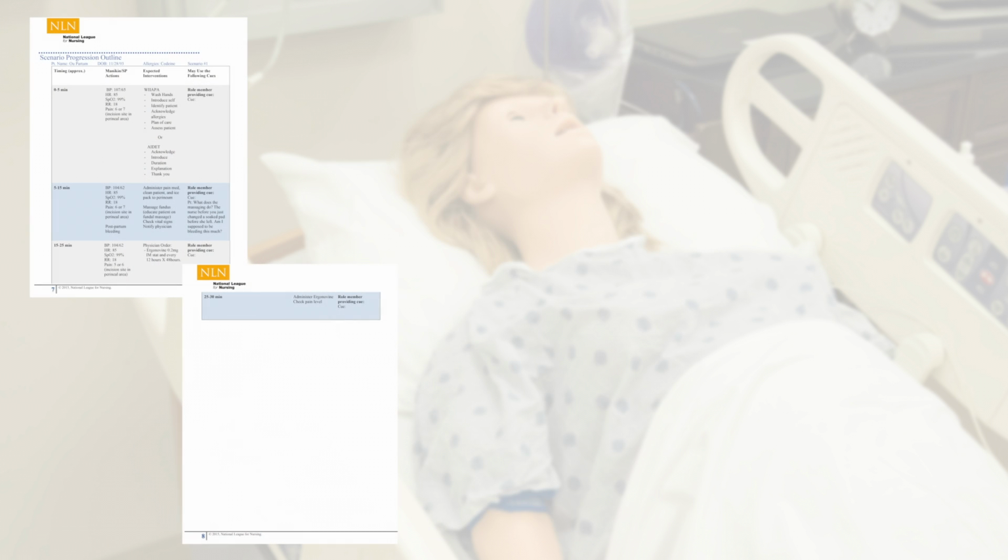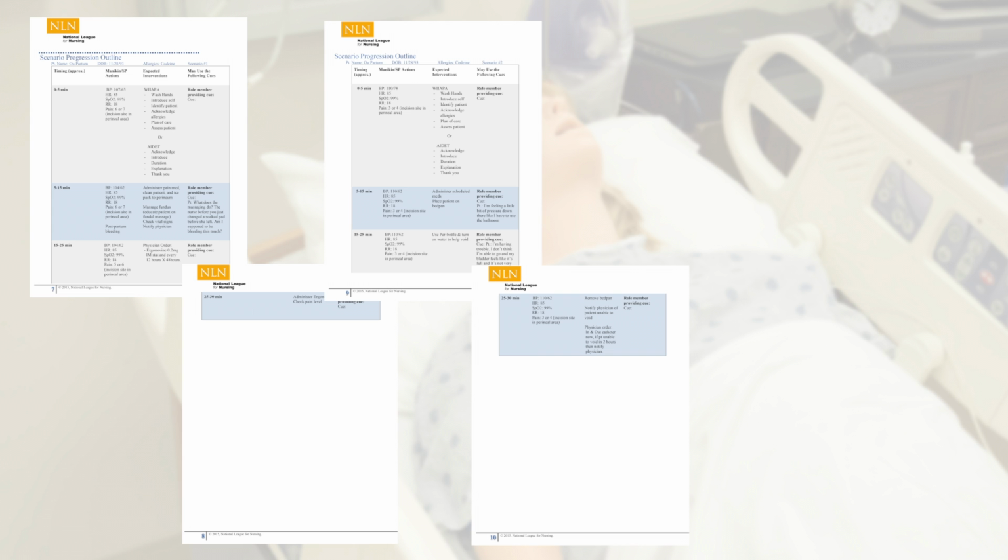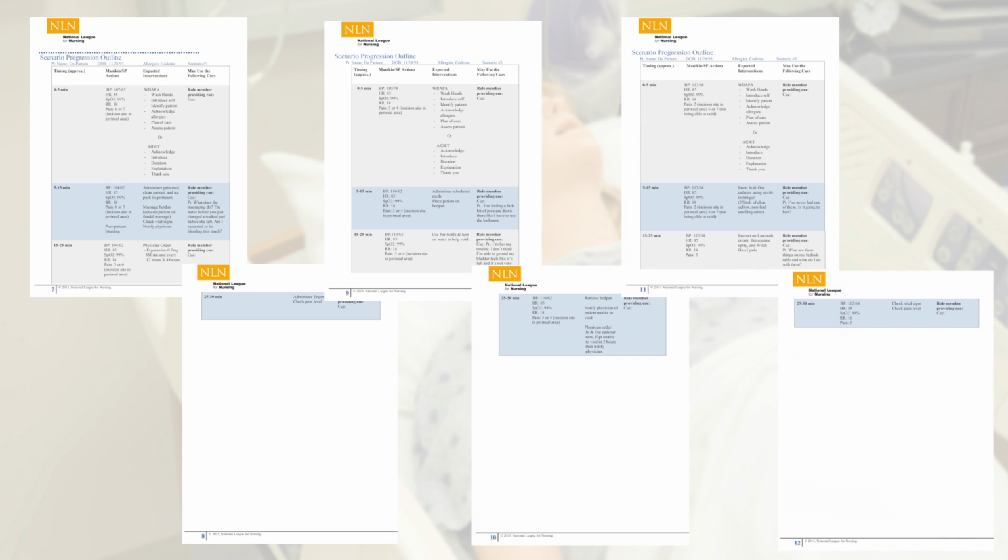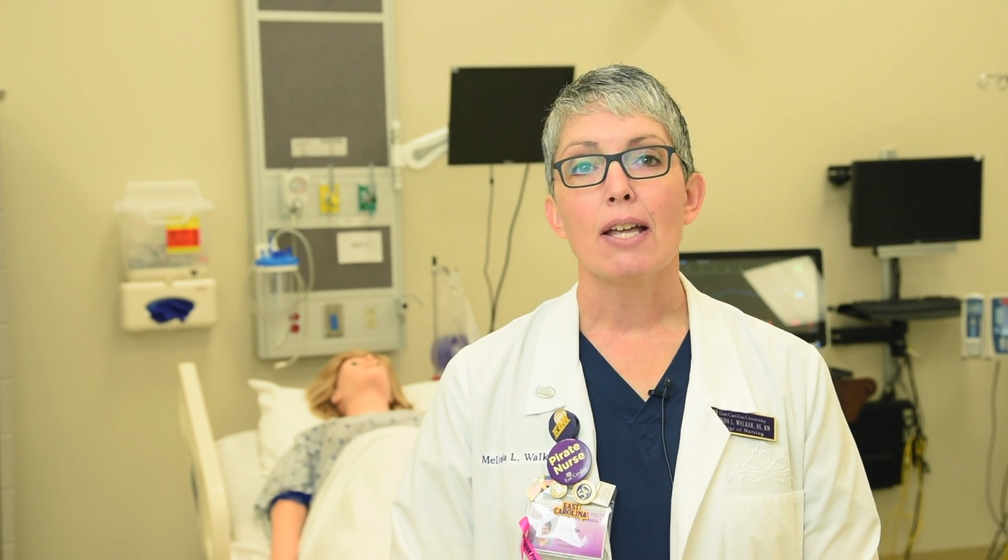Pages 7 through 12 give us 3 separate scenario progression outlines that the operator is able to use during the scenario. These outlines were designed to be 25 to 30 minutes each and to run back to back, with each group giving a nurse's report to the next group coming up, allowing them to pick up where the last group left off.